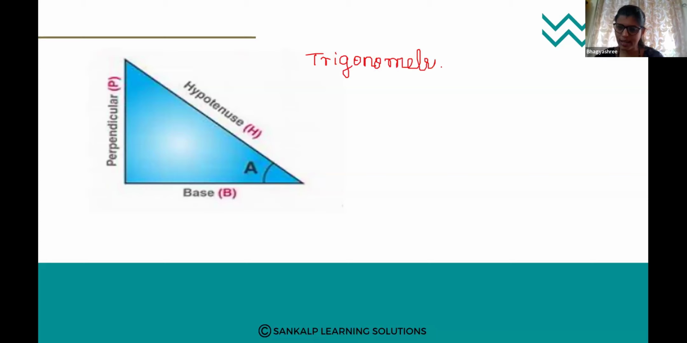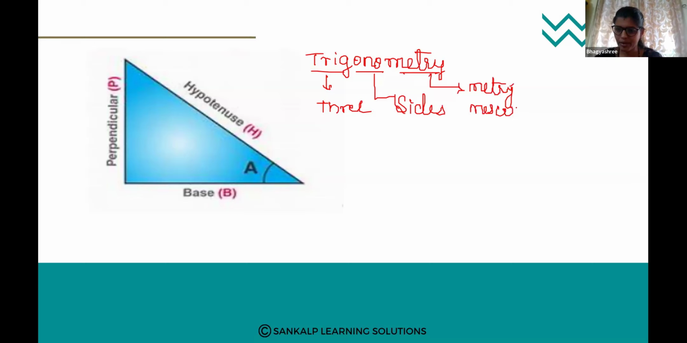Trigonometry. What do we call it? We call it trigonometry. Tri means 3, 3 sides. Metry means measurement. So, measurement of 3 sides. That we call as trigonometry.